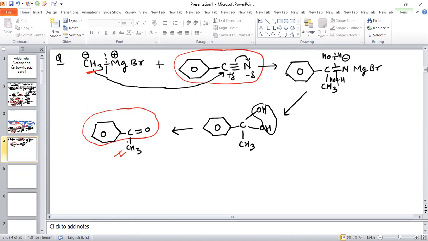Now we are going to discuss the preparation again, which is related to formate ester. So the preparation of aldehyde using ester.